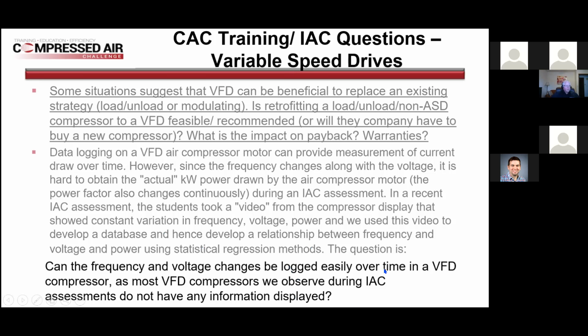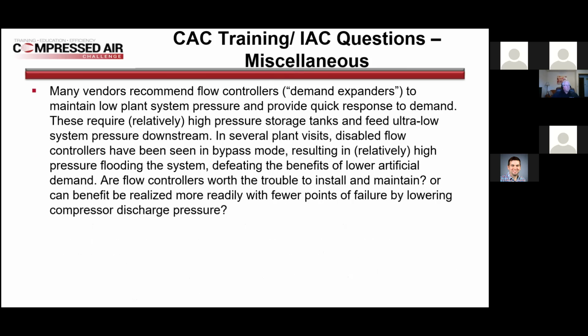So again, that was the question that was there. And I would go through and make sure you're measuring it in the right place.